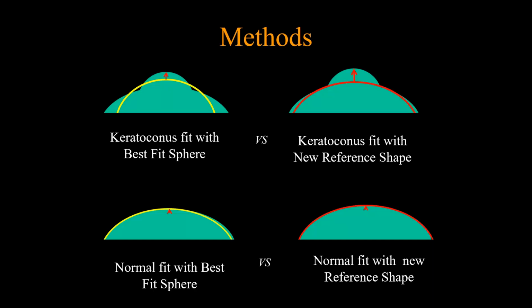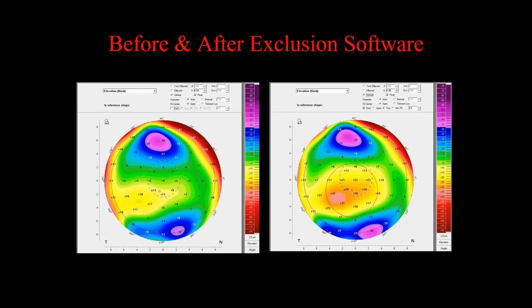Now, normal eyes don't normally have an ectatic region, and when we exclude that same zone in a normal eye, there is very little change in going from the standard best fit sphere to the enhanced reference surface. And if we look at an eye here, this is actually back elevation, but if you look at the left, I don't know if my pointer will work on the screen.